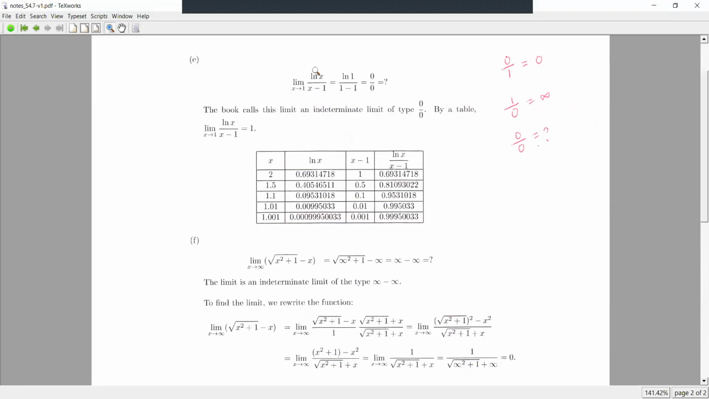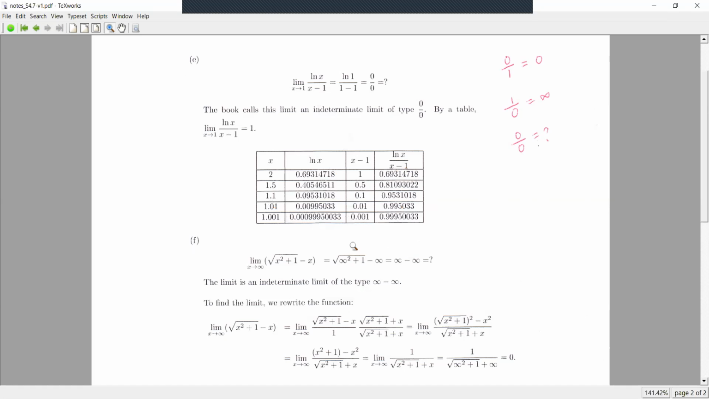Then how to find this limit? A table, sure, table works. Simplify the function, but this time it is difficult to simplify the function because natural log is not a polynomial. If natural log were a polynomial, then I could factor the polynomial, cancel out some factor to simplify the function. So simplifying the function, this method doesn't work. Yeah, let me turn back to a table.